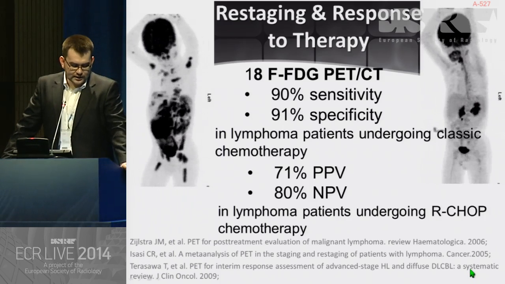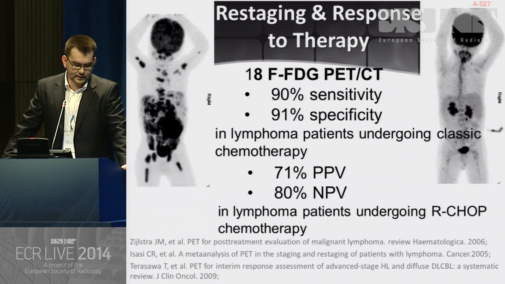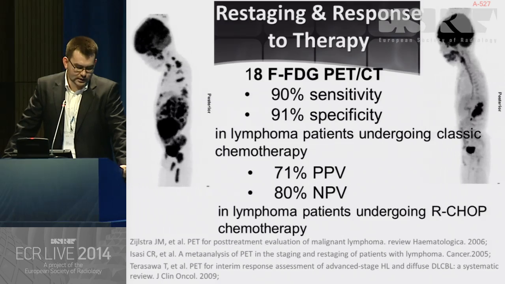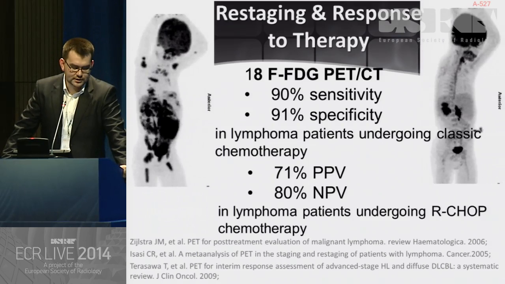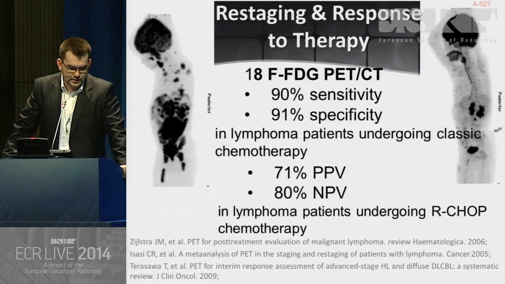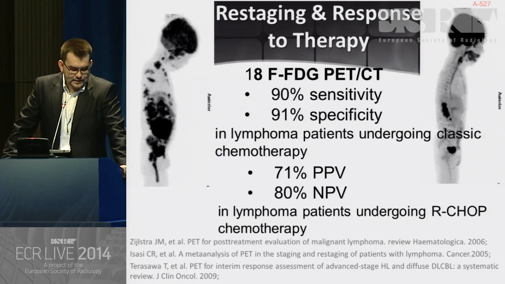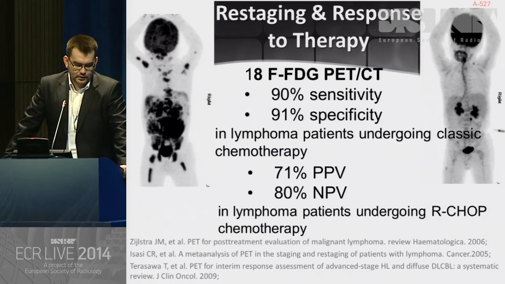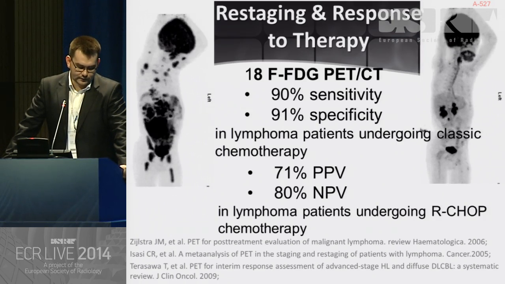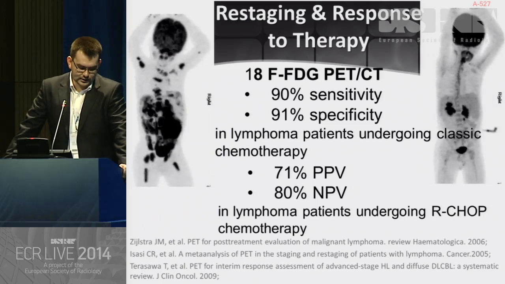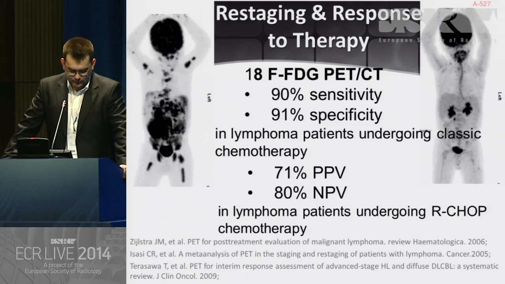Meta-analyses have demonstrated that FDG PET and PET-CT have detected residual disease with up to 19% sensitivity and 91% specificity in patients undergoing classic chemotherapy. These imaging methods are predictive of progression-free survival. Negative FDG PET finding indicates a higher probability of progression-free survival.